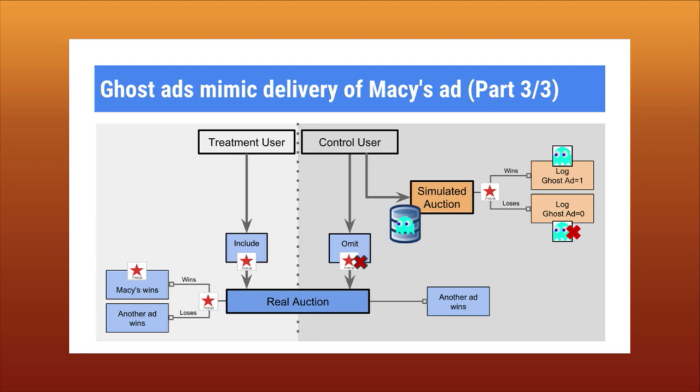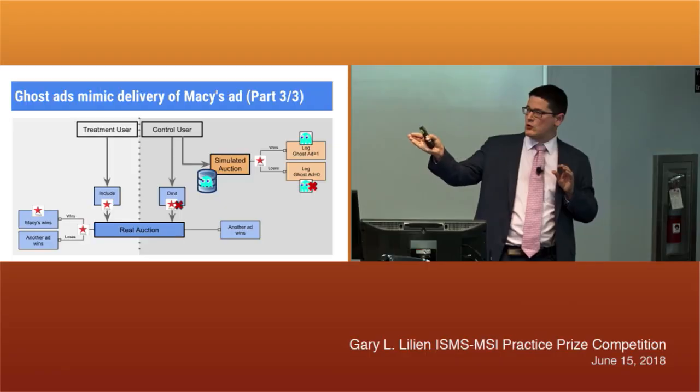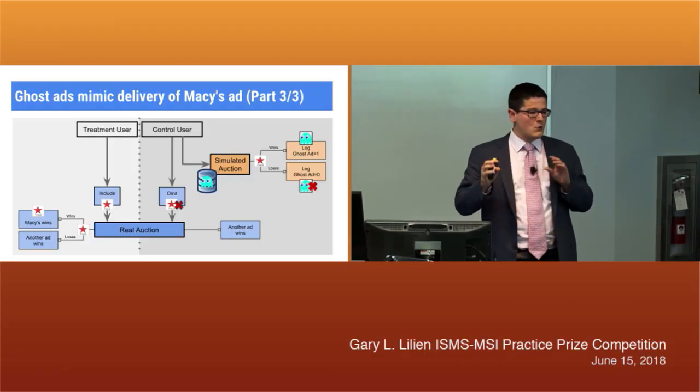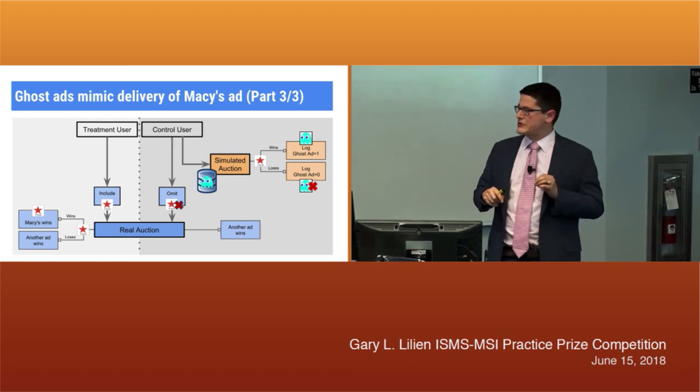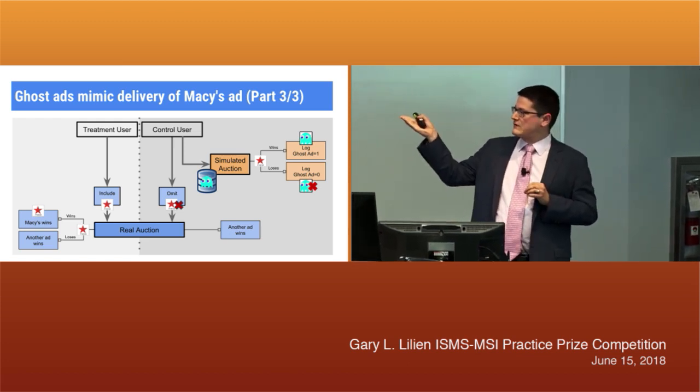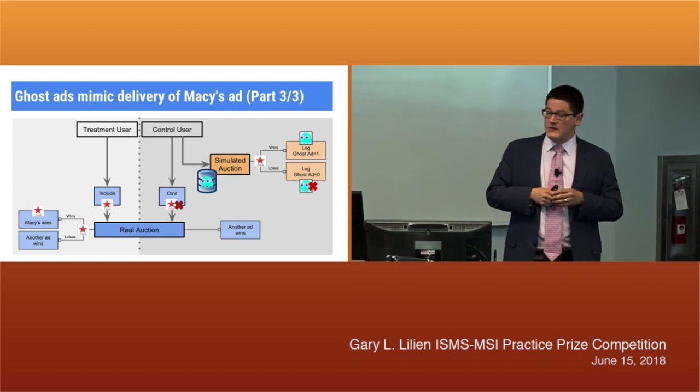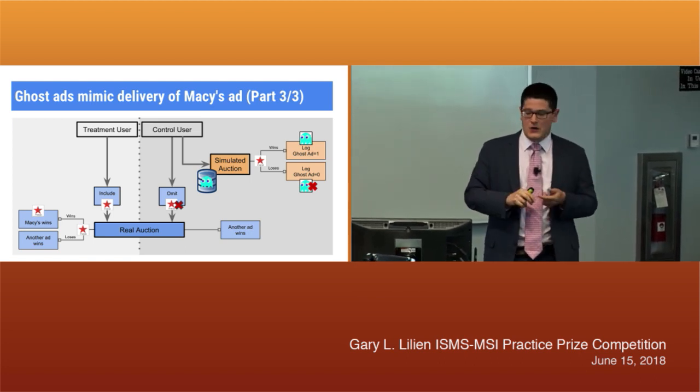Now, there's three things to notice from this. The first is that the original problem here is that we needed to find a symmetric comparison between the treatment group users and the control group users. We're now able to do that by comparing the people that win the Macy's ad auction in the treatment group versus the ones that win in the simulated auction. So we have the nice symmetry there.